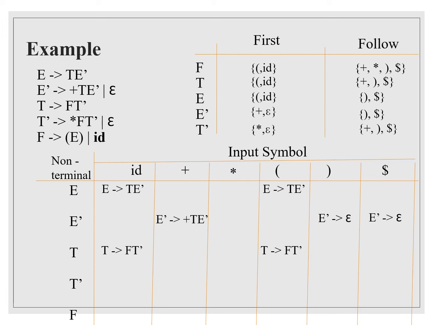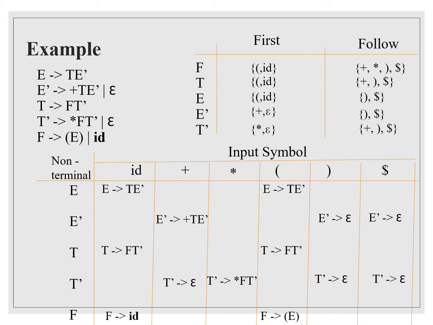So the three column entries: plus, closing bracket, dollar. There we have to place T dash derives epsilon. Clear? Okay, so T dash derives star F T dash will be placed in the column entry star, and T dash derives epsilon can be placed in the three column entries, that is follow of the left hand side. What is the left hand side symbol? T dash. The follow of T dash is plus, closing bracket, dollar.